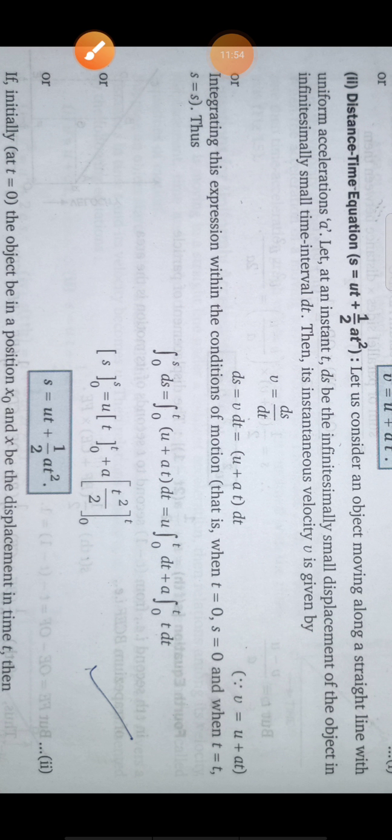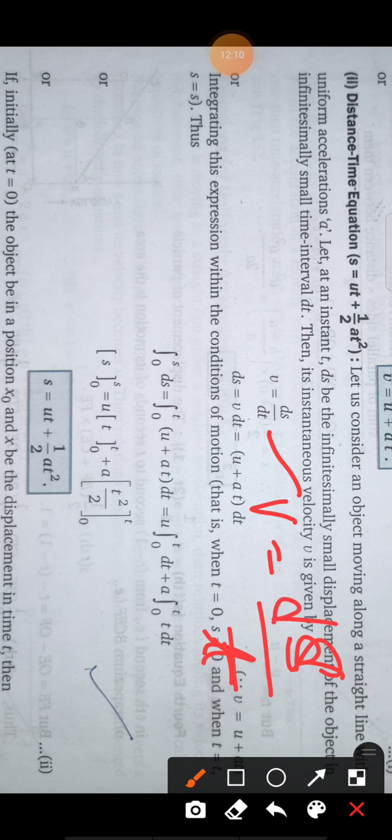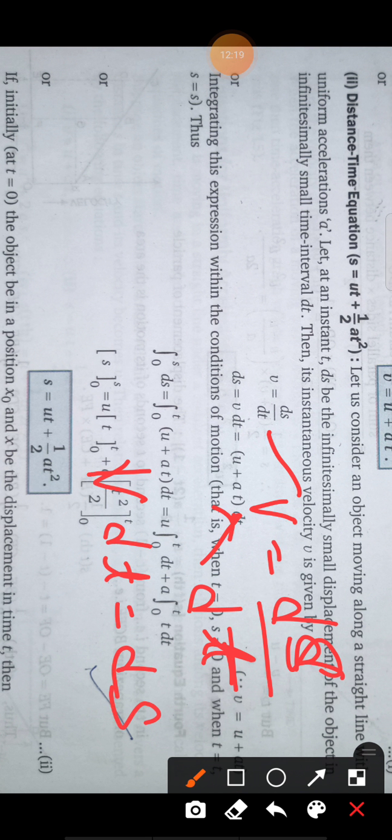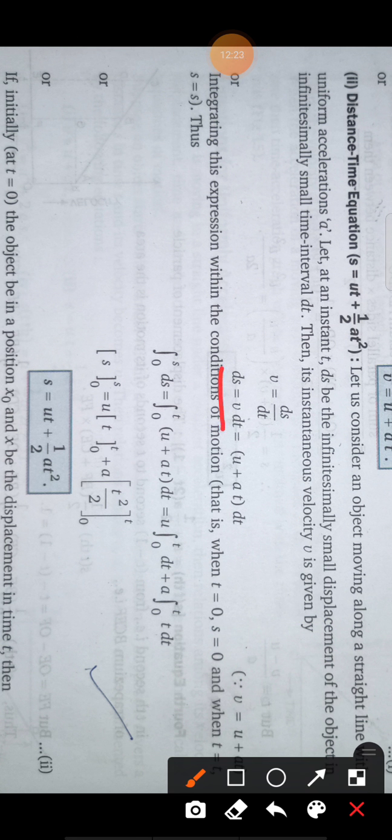Okay, or you can directly start from here. So you can write that we know that velocity is equal to displacement by time, s by t. So if displacement and time are small quantities, you can write ds by dt, correct? Now if you cross multiply, it becomes v into dt equals ds, or ds equals v into dt.